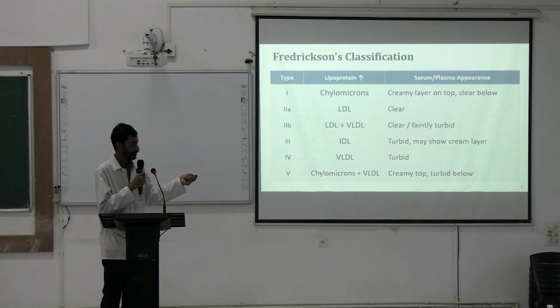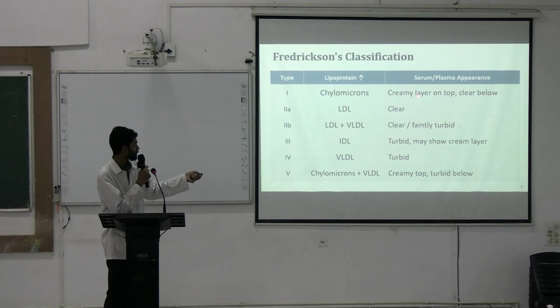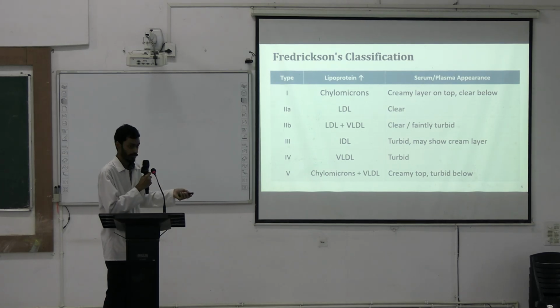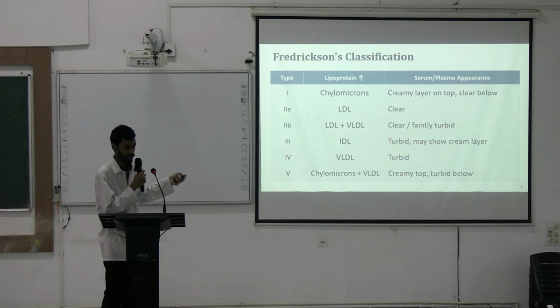So now the serum or plasma appearance is mainly important. Depending on the density gradient, centrifugation is done, so we can see whether it is clear, or there is a creamy layer on top, or whether it is faintly turbid, type 4 VLDL. So just looking at the test tube, we can tell whether it is type 1, type 2, 2A or 2B. This whole classification was done by a scientist, known as the Fredrickson classification.